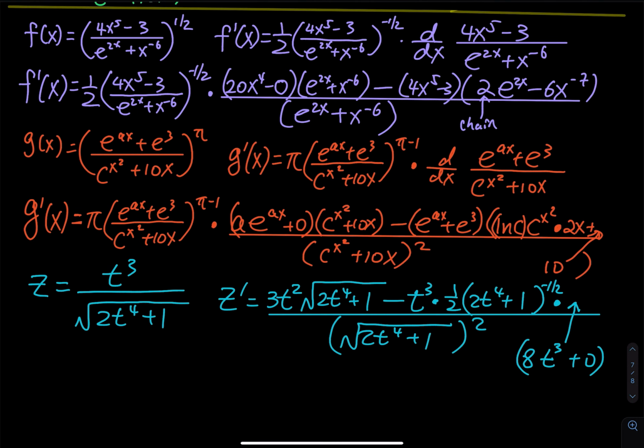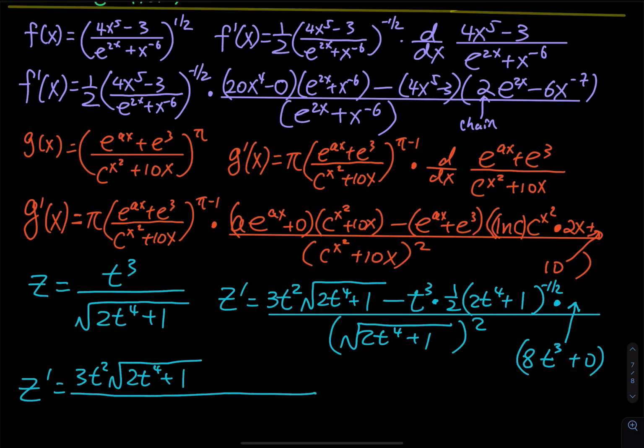Yes, we can. So the z prime is equals to 3t square root 2t to the 4 plus 1, and then the denominator is just the radicand, 2t to the 4 plus 1, and then minus 8 divided by 2 is 4t to the third times itself, 3 plus 3 is 6 power, and then what else? And then we have the negative 1/2 power. So 2t to the 4 plus 1, and then raised to the negative 1/2 power. Alright, so that is the end of the third function.